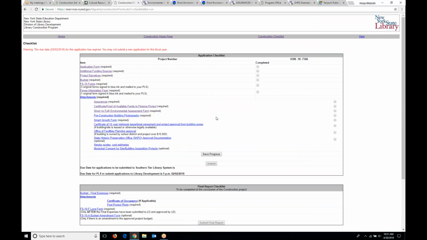All right. Now we're back in the construction checklist again. Pre-construction building photographs. Like the certificate or proof of available funds, this isn't a form you fill out. You're just uploading.